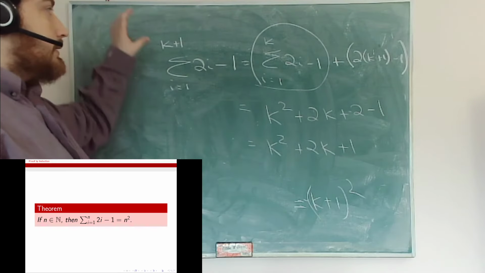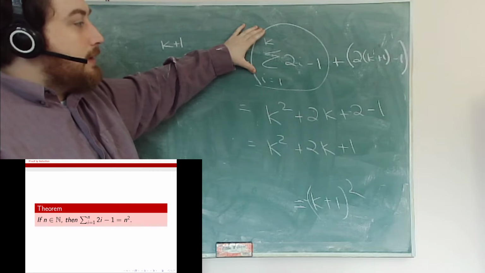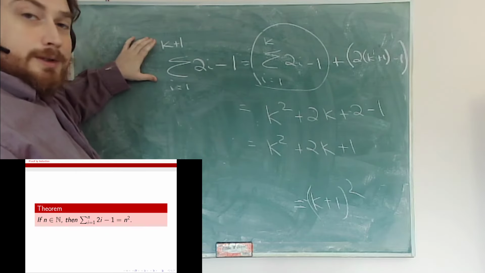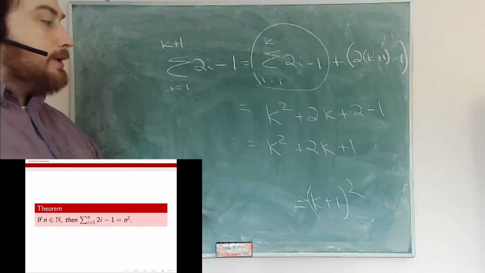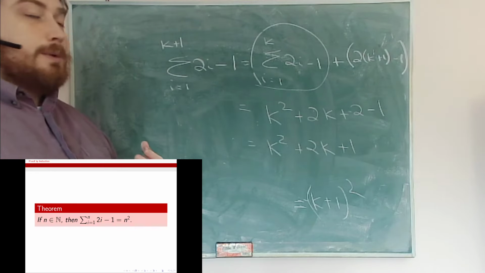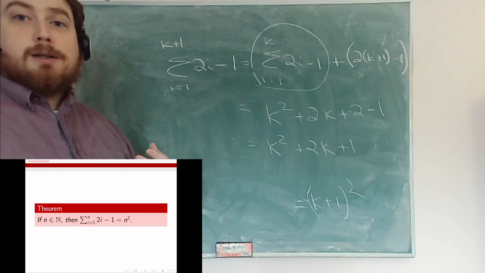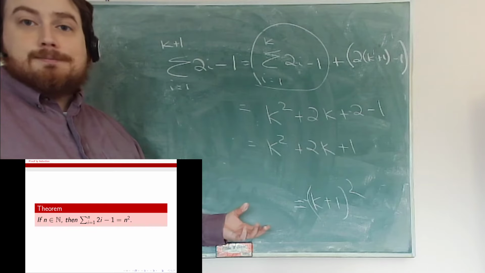So what we get is, okay, if this is true for the sum from 1 to k, then it has to be true for the sum from 1 to k plus 1. Hence, it has to be true for all natural numbers. So the sum from 1 to n of 2i minus 1 must be n squared, as our theorem stated. And so we've used an induction proof to show our theorem.